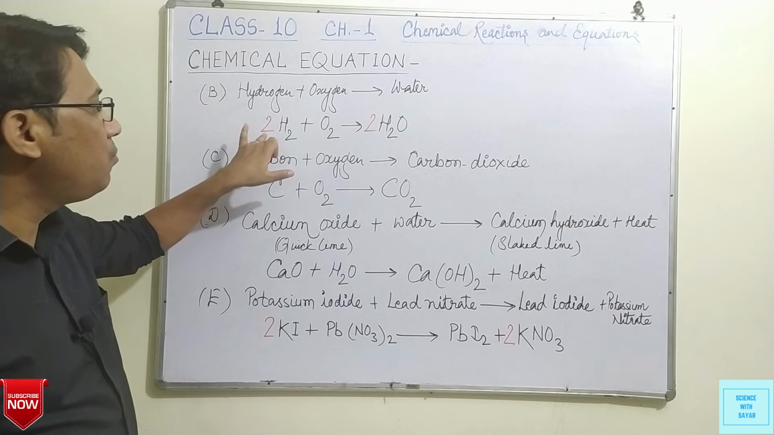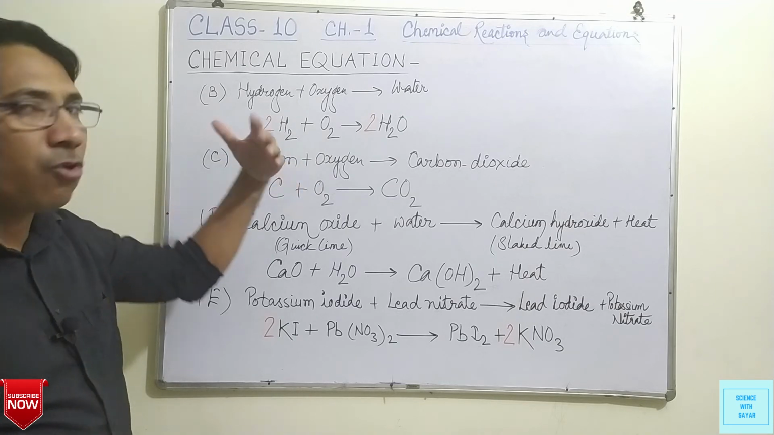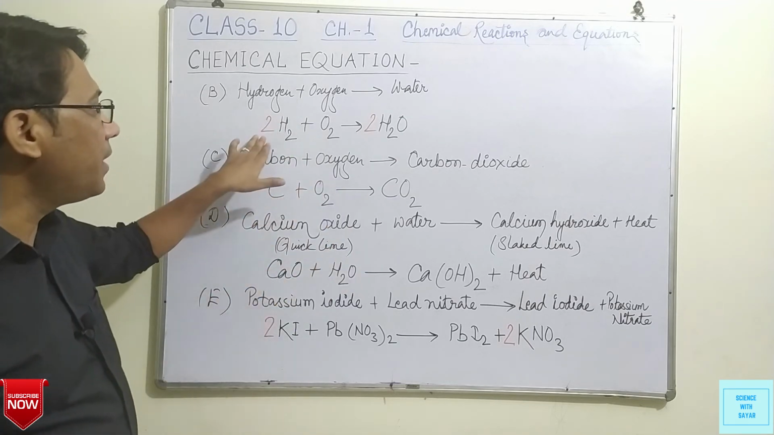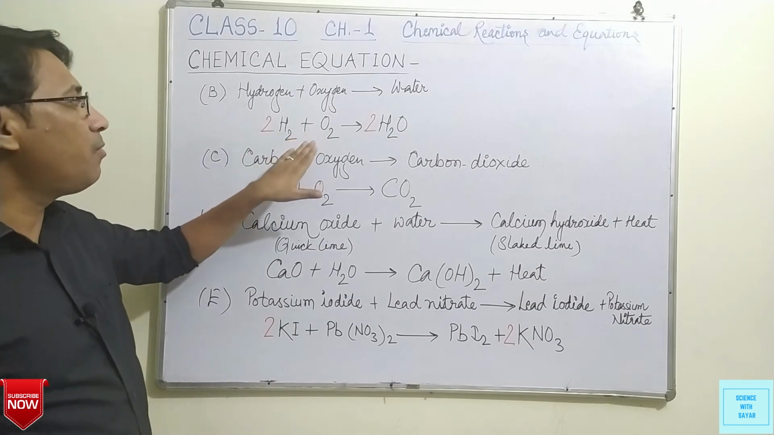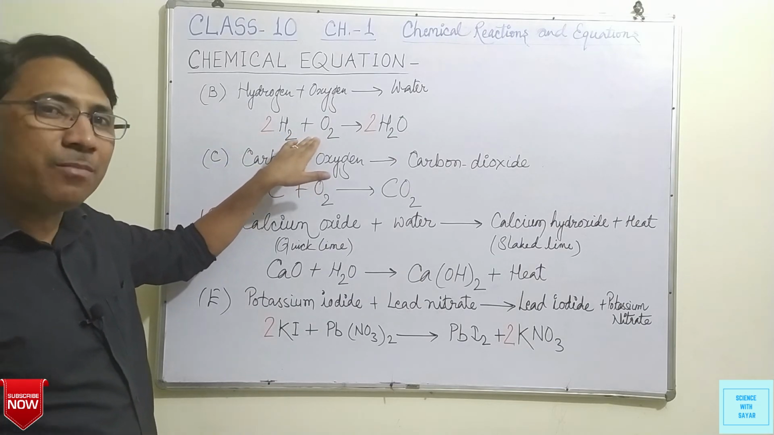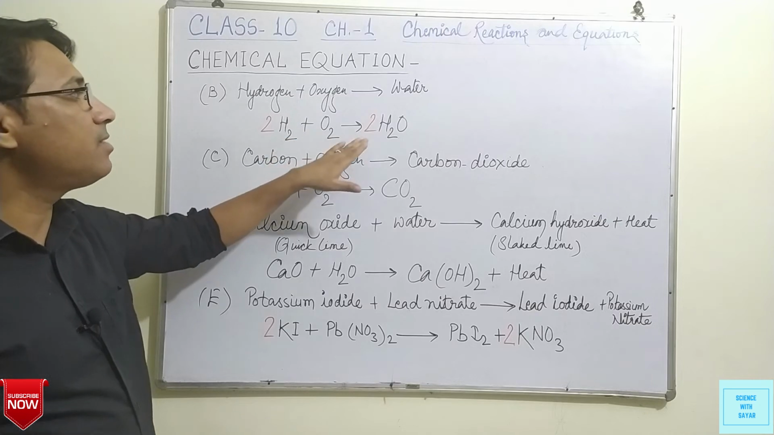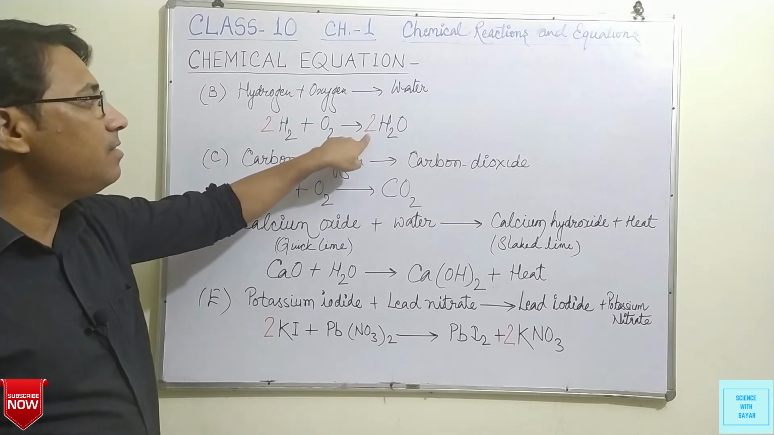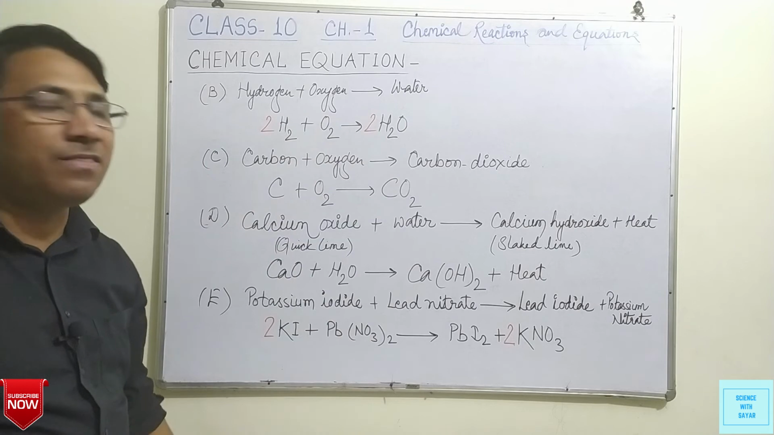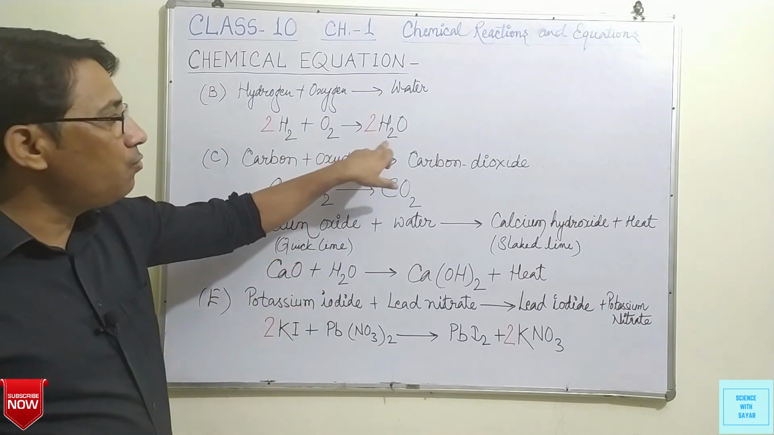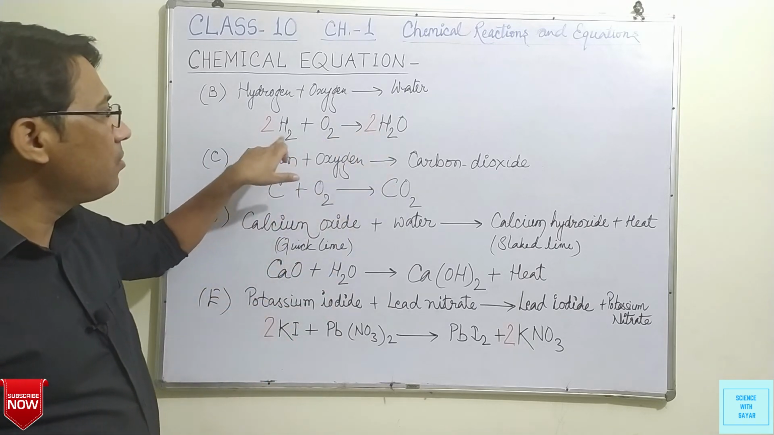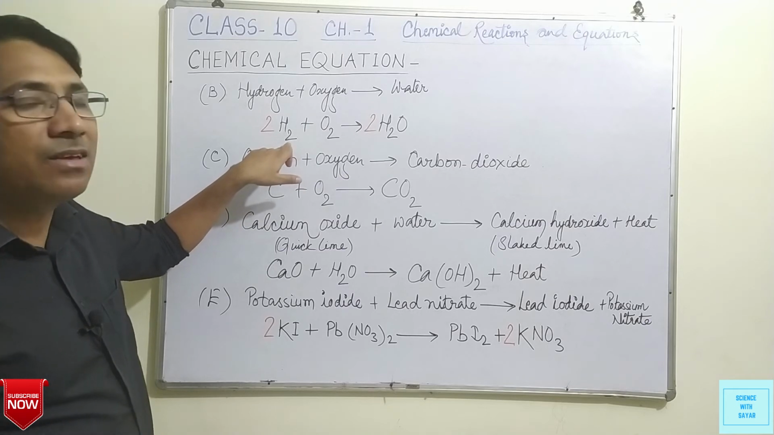there are two things written as coefficients, in red ink. It means before this it was an unbalanced equation, and we can balance it by writing these two things as coefficients. It means 2 into 2, 4 hydrogen atoms, and here 4 atoms of hydrogen. It means it is balanced.